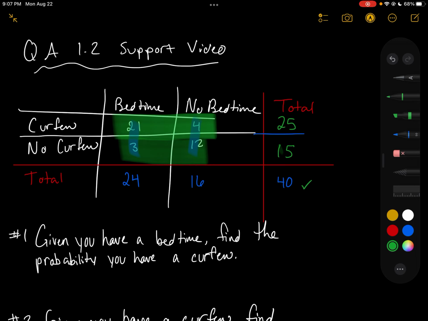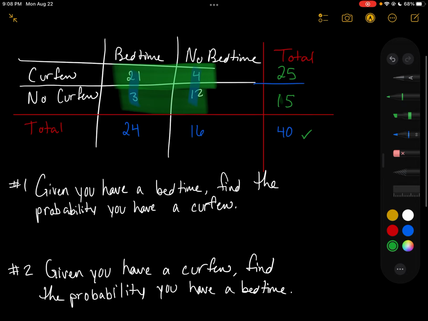So I believe one of the questions, maybe the first table, has one of the total columns missing. So the thing that you need to do is just add up straight across or add up straight up and down, and that will help you find the totals in your frequency table.